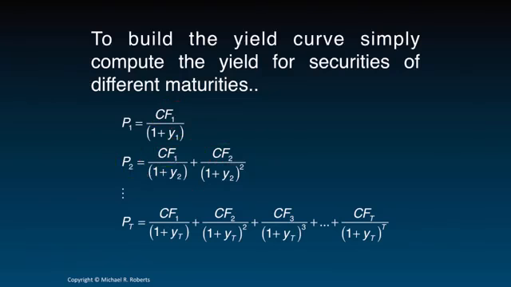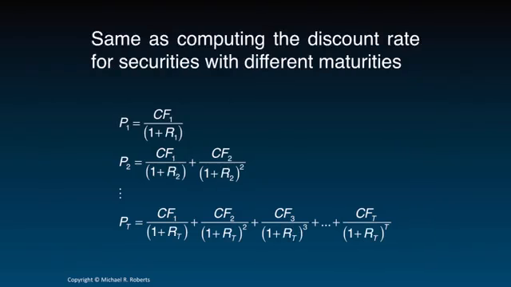And we do that for all different maturities. The y's that come out, y1, y2, y3, all the way down to yT, represent the yield curve. Those are the points on the yield curve. But that's the same as computing the discount rate for securities with different maturities, hence the link between discount rates and yields. Now, there is a difference between discount rates and yields having to do with promised versus expected cash flows, but that's a little bit outside the scope of the course, so let's leave that aside for now. And in the context of treasuries, yields and expected returns are relatively close.